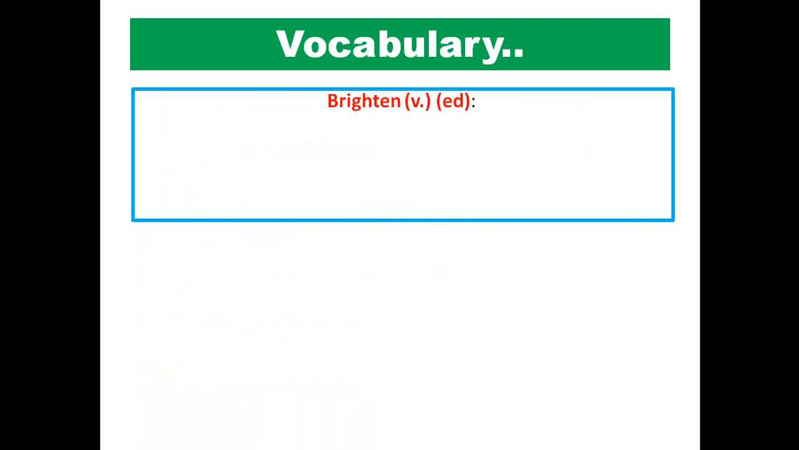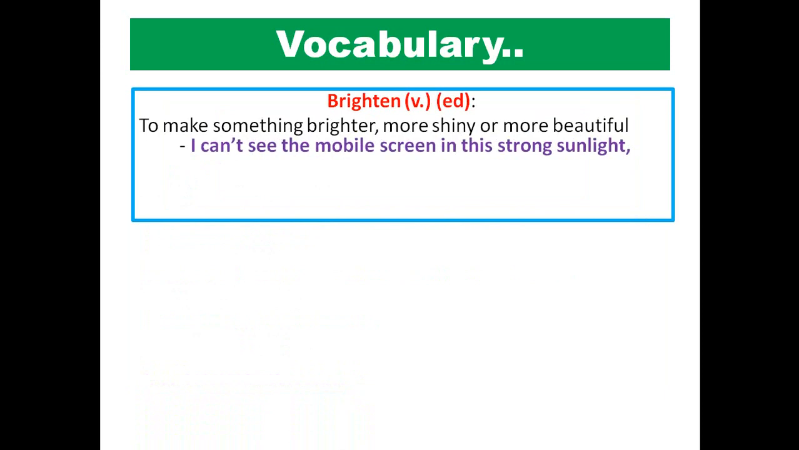Now we come to the verb. Of course, bright is an adjective, but brighten is the verb. So when you brighten something, this means you make something brighter, more shiny, or more beautiful. I can't see the mobile screen in this strong sunlight, so I try to brighten the screen. So brighten makes it more shiny.